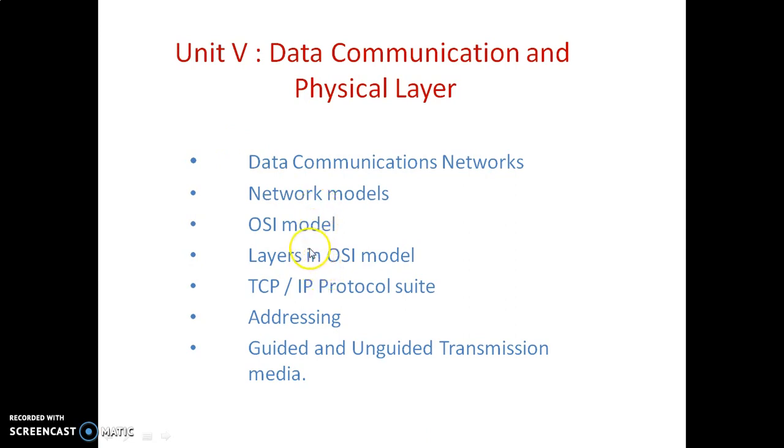One of the models is the OSI model, then we learn the layers in the OSI model. Then moving towards the TCP/IP protocol suite. What are the different addressing techniques in these models? And then we'll have the introduction to the guided and unguided transmission media.